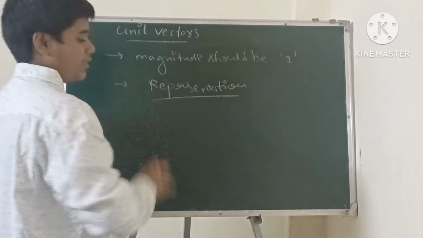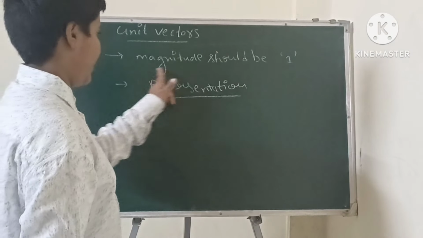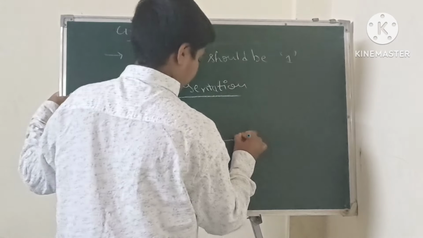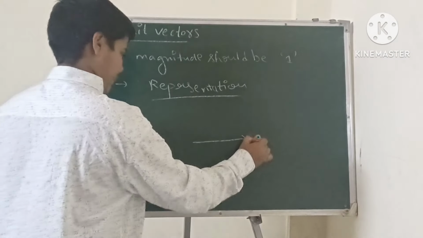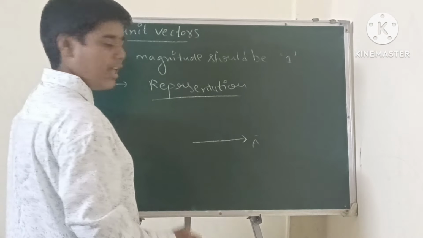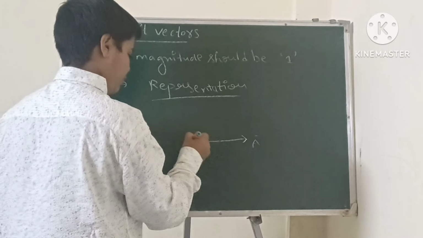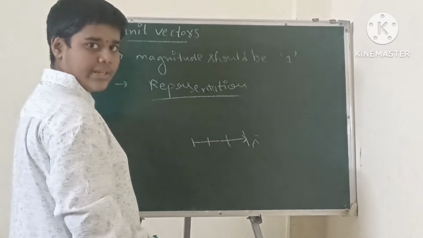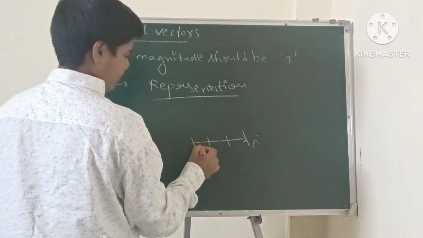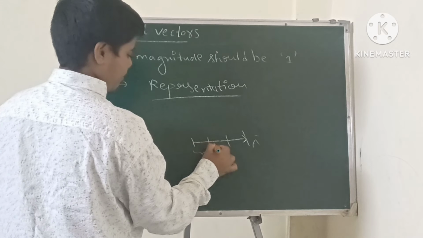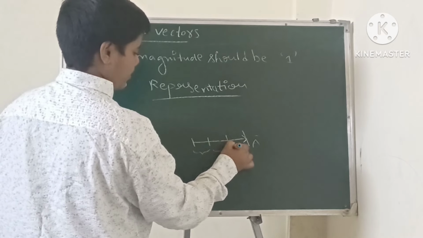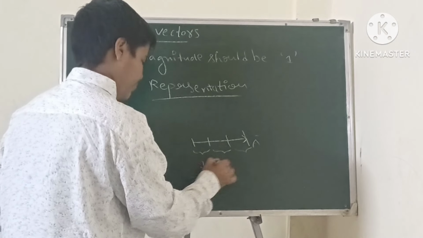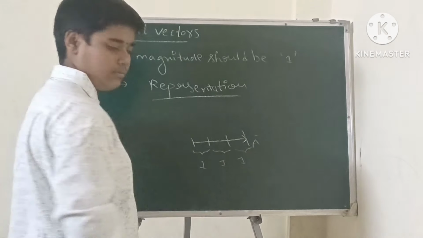In unit vectors the magnitude should be 1, which means here I am taking a vector A bar, okay? I am dividing this vector into three parts. So this is one of the unit vectors, and this is one of the unit vectors, and this is one of the unit vectors, because the magnitude is 1.